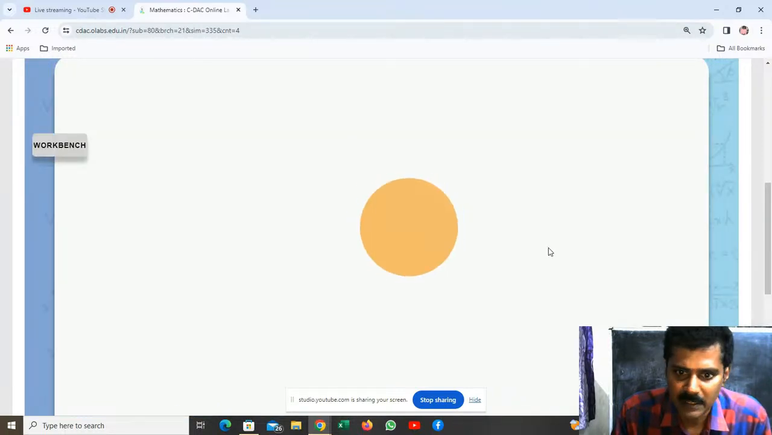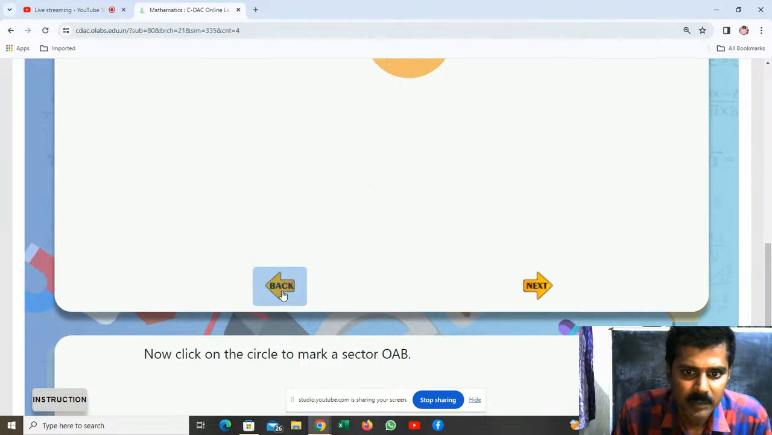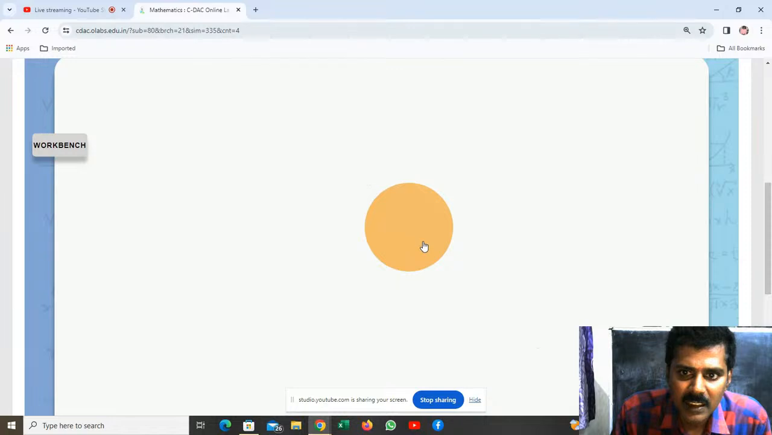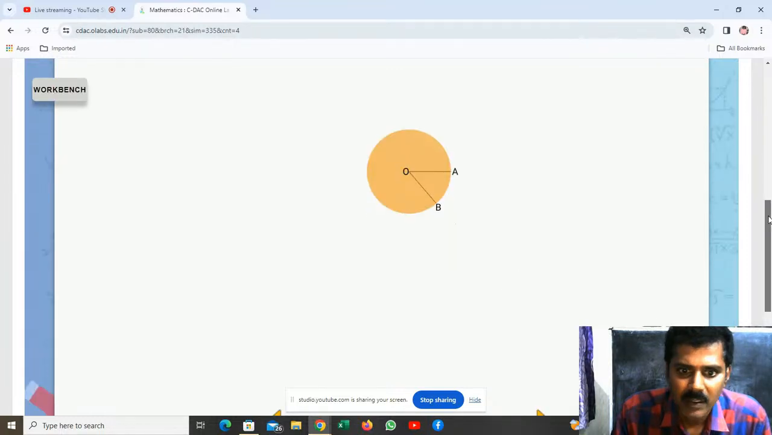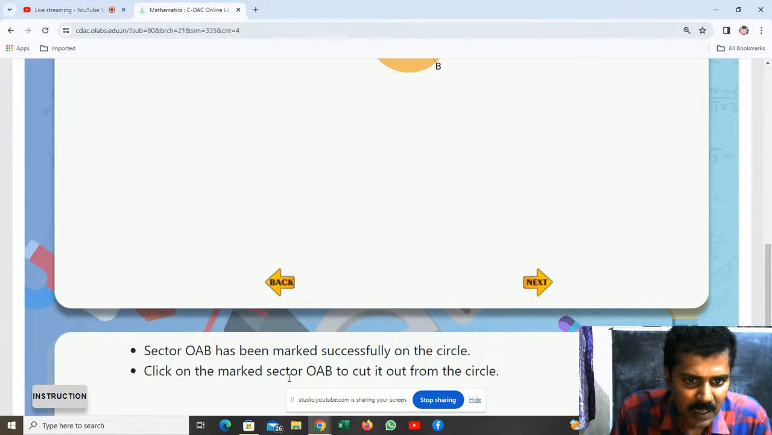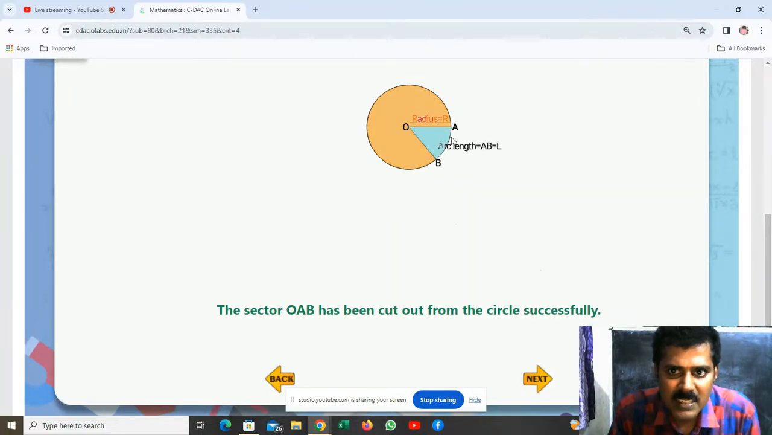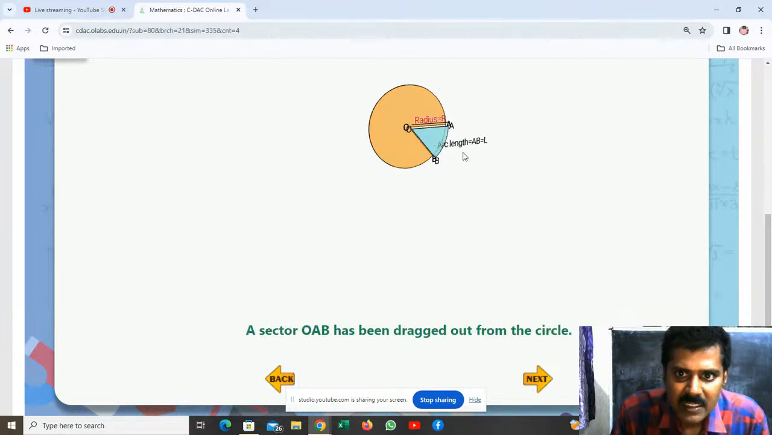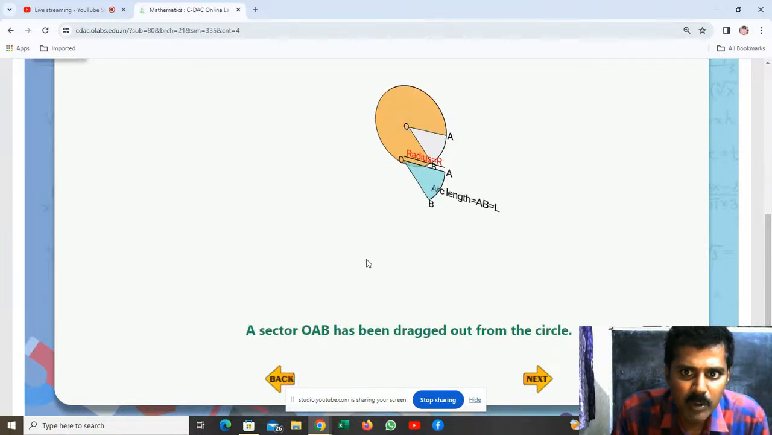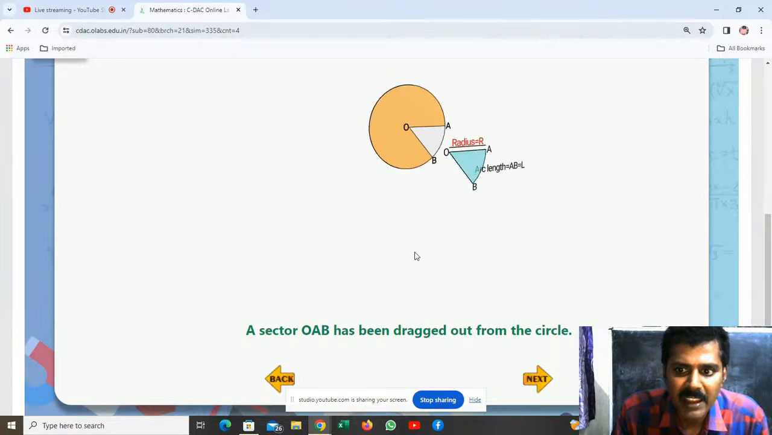Now I'll form a circle. After forming the circle, I will mark a sector here. I have marked a sector OAB, and then, after marking the sector OAB, click on the marked sector to cut it from the circle. Now see, this is the radius, the arc length is L. It will be cut out. I have taken out that sector by dragging it from the circle.